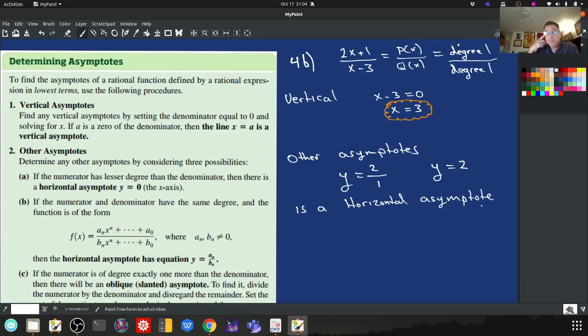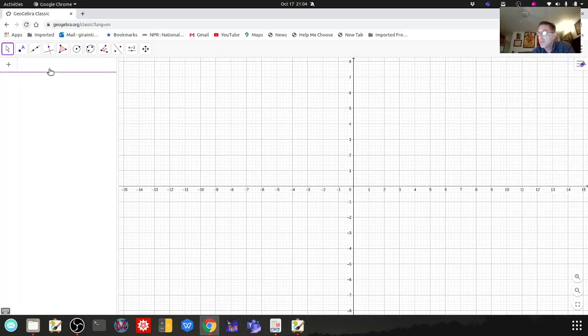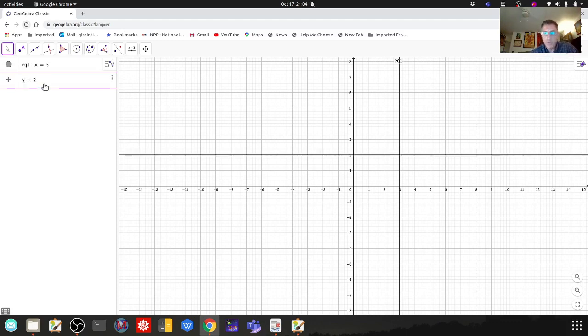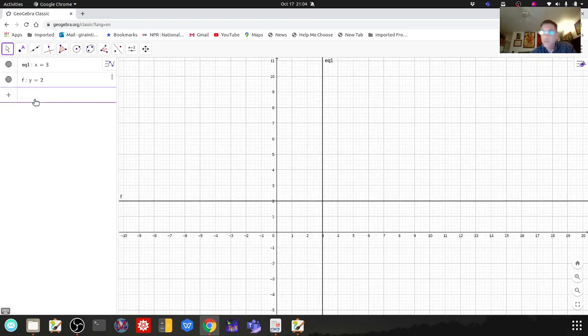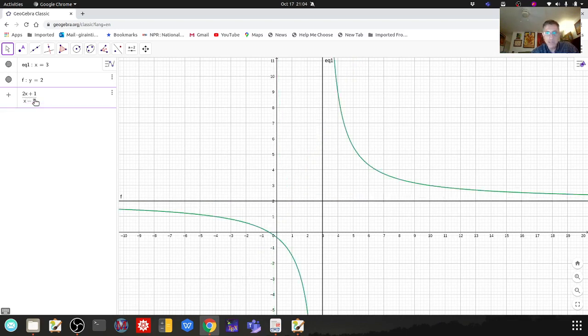So let's check it. Let's go over to GeoGebra and check. So we discovered that we have x is equal to 3, one vertical asymptote. Then we have y is equal to 2 as our horizontal. So I'll center the graph kind of there. So let's actually look at our graph. It's 2x plus 1 divided by x minus 3.